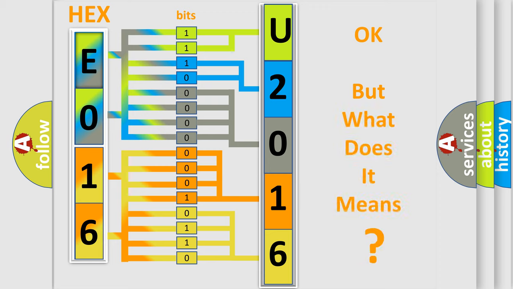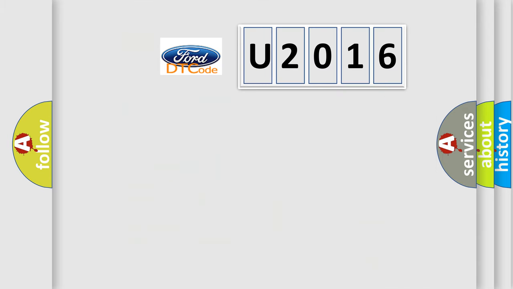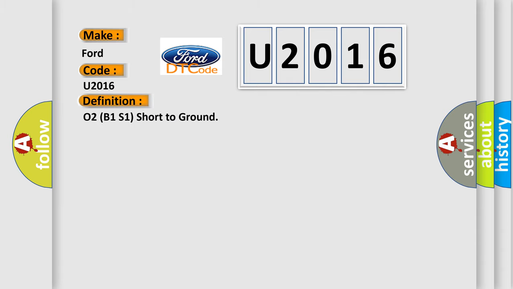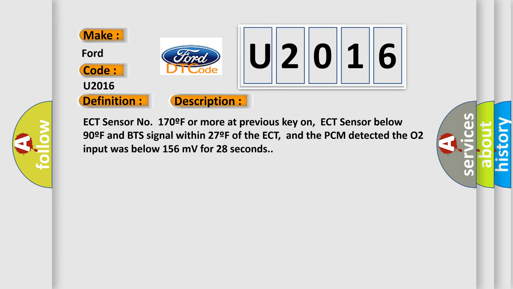The number itself does not make sense to us if we cannot assign information about what it actually expresses. So, what does the diagnostic trouble code U2016 interpret specifically for Infiniti? The basic definition is O2B1S1 short to ground. And now this is a short description of this DTC code. ECT sensor 170F or more at previous key on, ECT sensor below 90F and BTS signal within 27F of the ECT, and the PCM detected the O2 input was below 156 millivolts for 28 seconds.